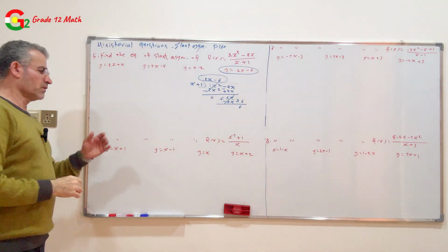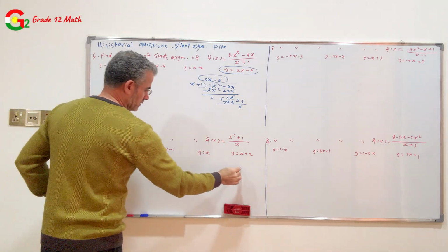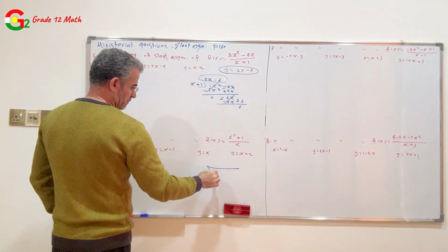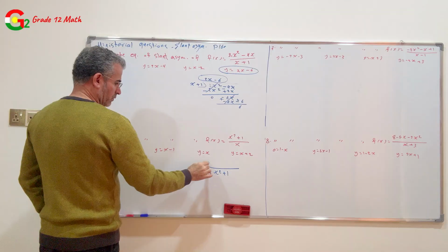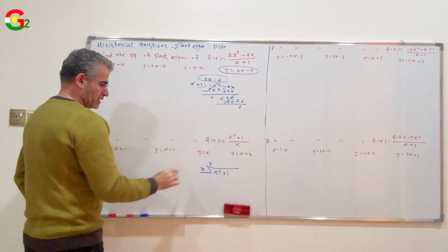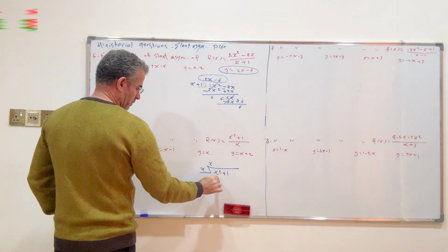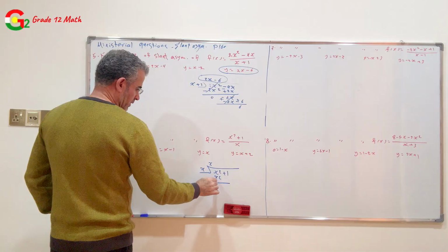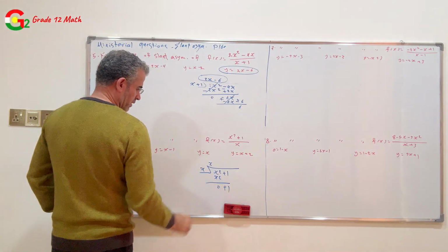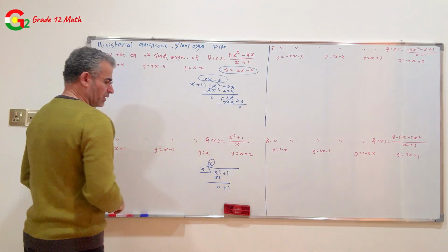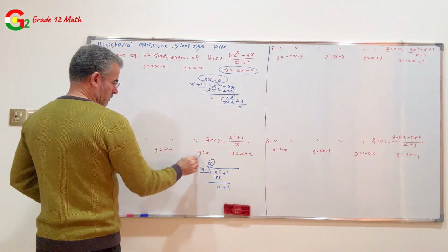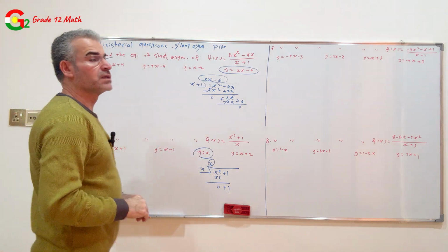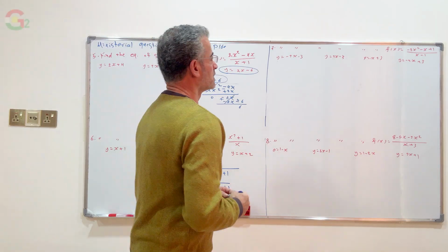Question number 6. Find the equation of the slant asymptote for this function. Divide x power 2 plus 1 over x. x power 2 divided by x is x. x times x is x power 2. By subtraction, 0 plus 1. The remainder is 1 and the answer is y equal x. Choice C.